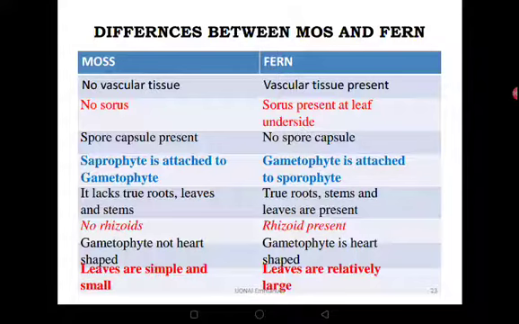Then in the moss, the sporophyte, that word is supposed to be sporophyte. The A is not there. It's not saprophyte, it's sporophyte. The sporophyte is attached to the gametophyte. In the moss, remember the gametophyte is dominant. So the sporophyte just attaches itself on the gametophyte. Then in the fern, the gametophyte is attached to the sporophyte.